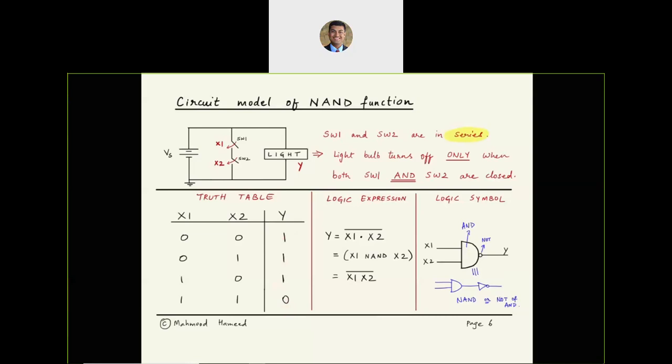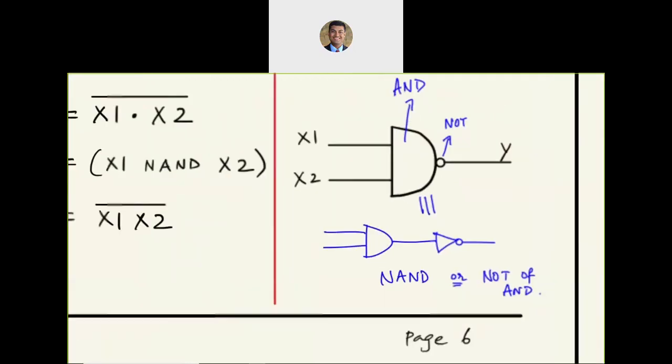So how do I think about the circuit model in this case? Well, I need AND functionality, which means I need switches to be in series, and I need NOT functionality, which means I need the switch to be in parallel with the light bulb. That's the scheme that I used to build a NOT gate. So switches should be in series, and switches should be in parallel with the light bulb.